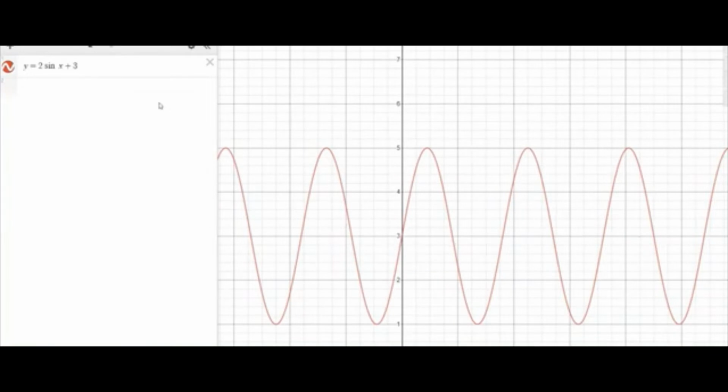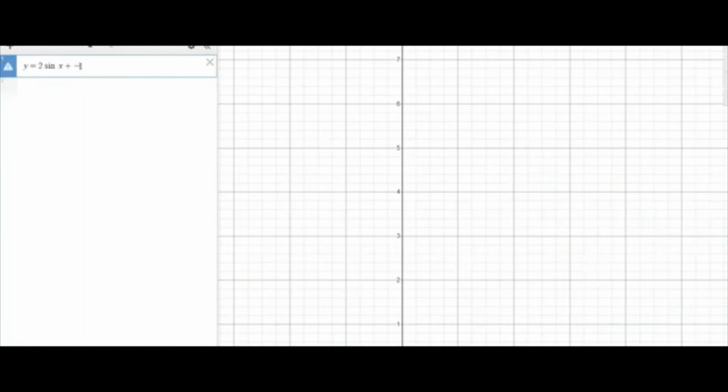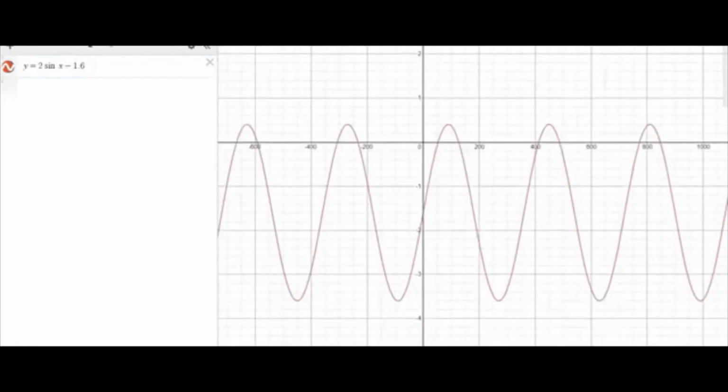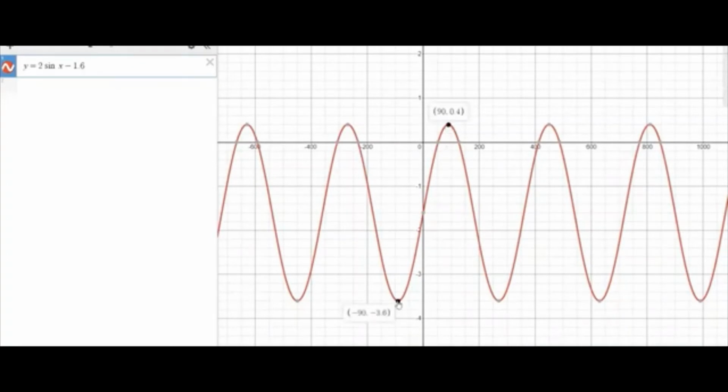You see? So whatever we add here, let me put it as minus 1.6. See, I wrote minus 1.6. I have to erase plus. So it is minus 4. It's gone down. You see? And now what is the maximum? Let's see. 0.4 is the maximum. Plus, what is the minimum? Minus 3.6. So if I add 0.4 and minus 3.6, it gives me minus 3.2. And if I divide minus 3.2 by 2, it goes minus 1.6.